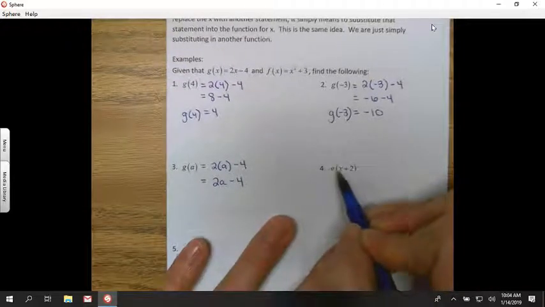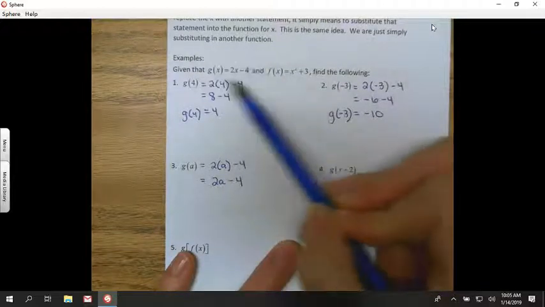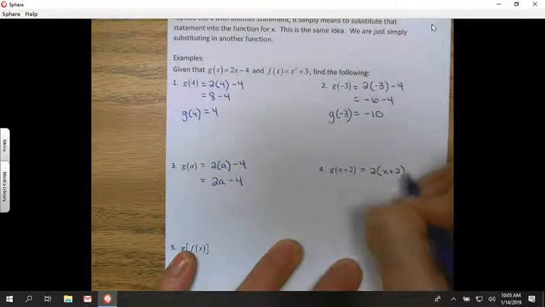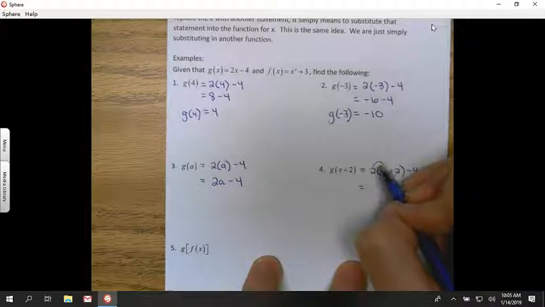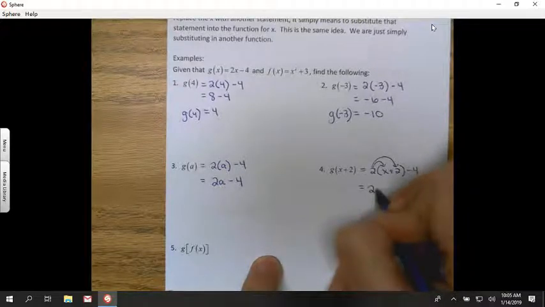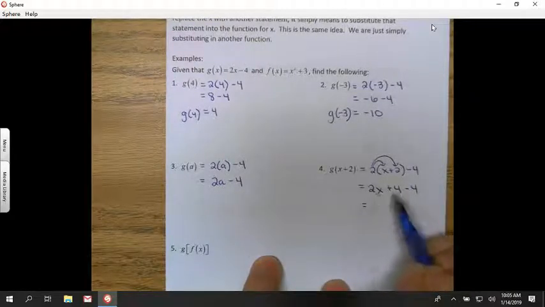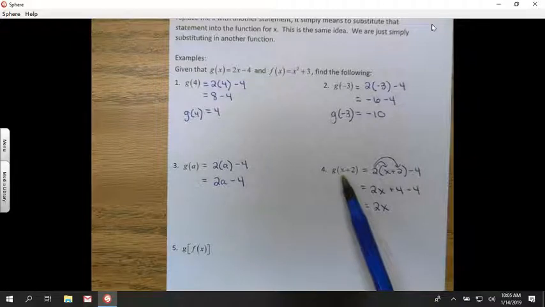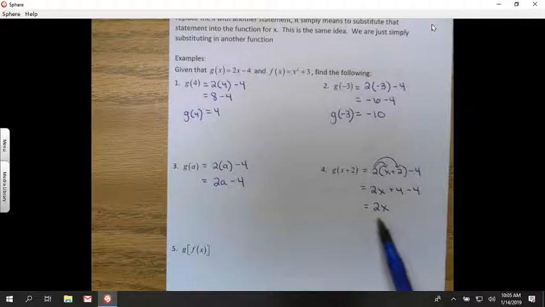So what if I make that a little bit harder? I make it g of x plus 2. So anywhere in my function g that there is an x, I'm going to replace it with x plus 2. I'm going to do 2 times x plus 2, which means I need to distribute, so that 2 needs to go to both terms inside of my parentheses. And then I have 2x plus 4 minus 4, which is just going to give me 2x. Again, since I didn't have just a number inside of this parentheses, my answer isn't going to be a number. It's going to be an equation or a statement.